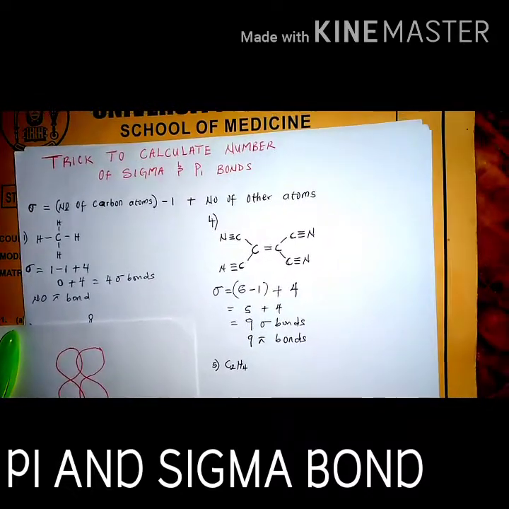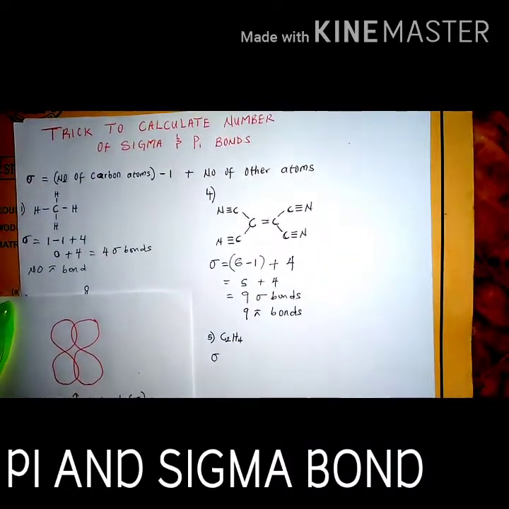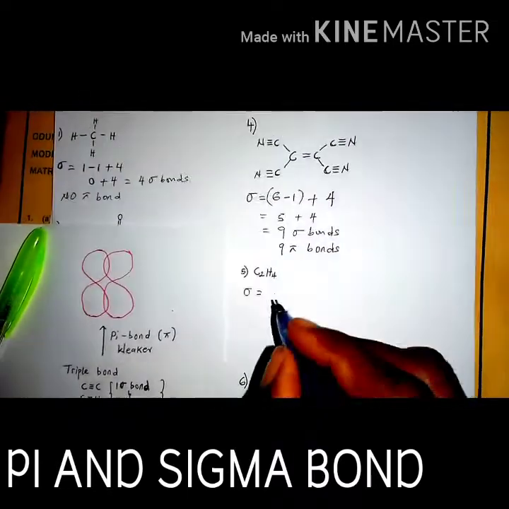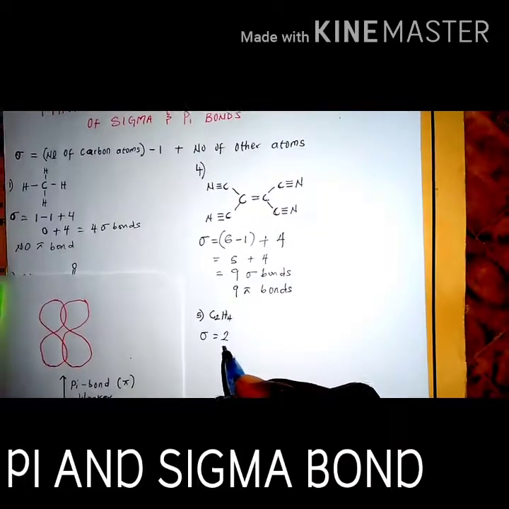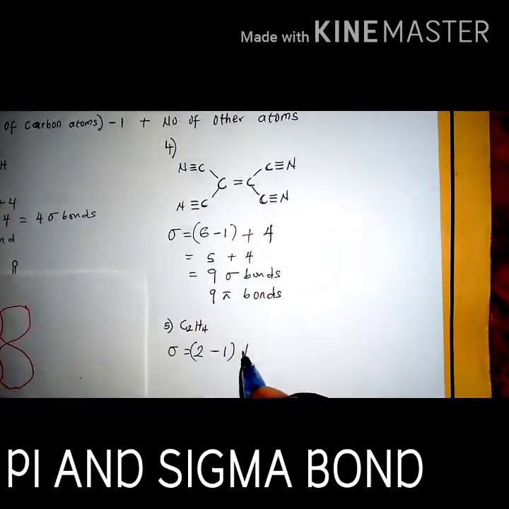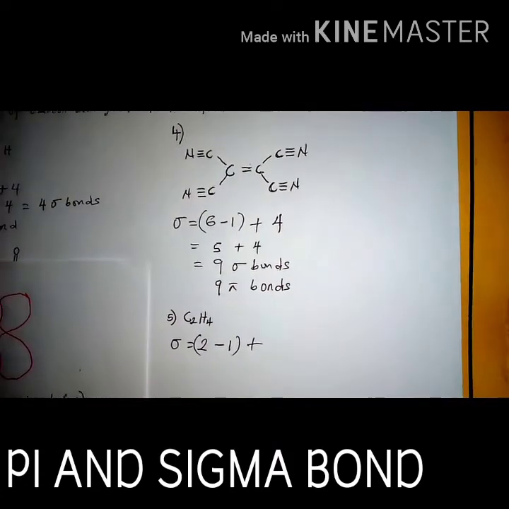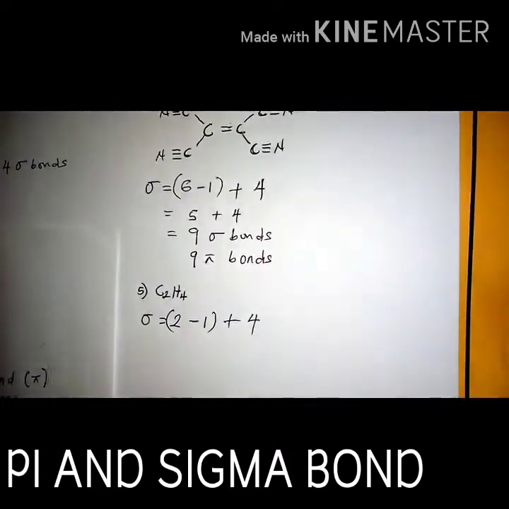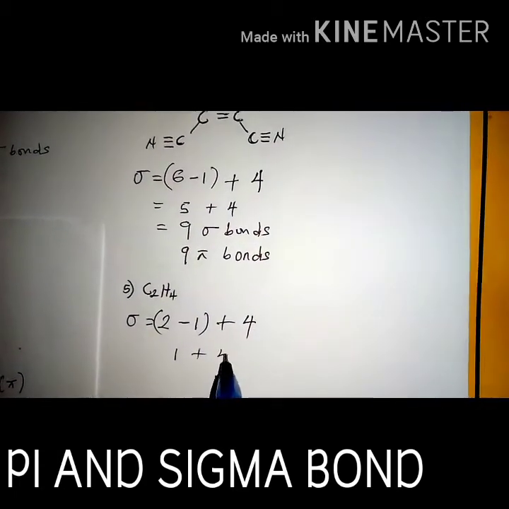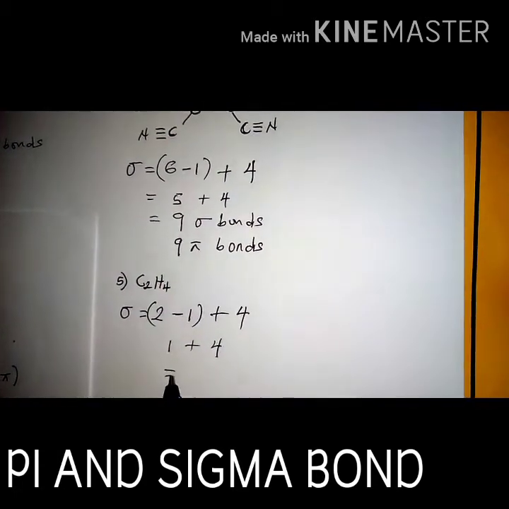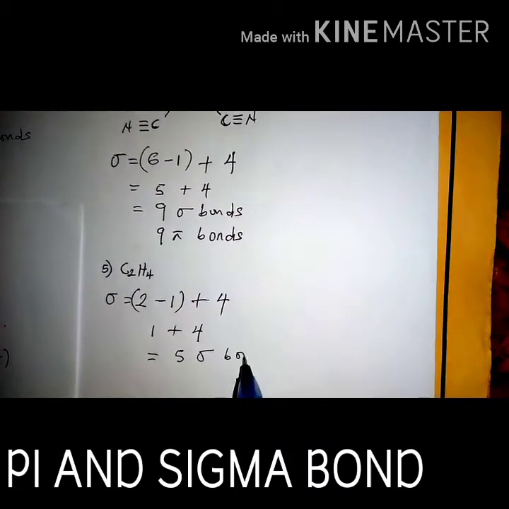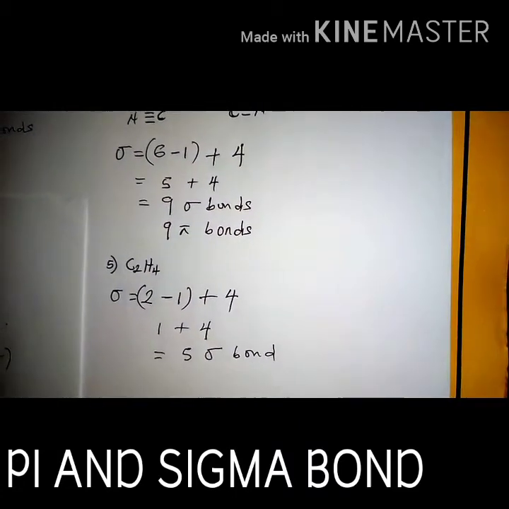Now C2H4. Let me determine my number of sigma bonds here. I can still use my formula. Number of carbon atoms. How many? 2. 2 minus 1 plus number of any other atom there, that is hydrogen. 4 hydrogen. 2 minus 1 should give me what? 1 plus 4. Now 1 plus 4 should give me 5. So I have 5 sigma bonds in the ethene molecule.